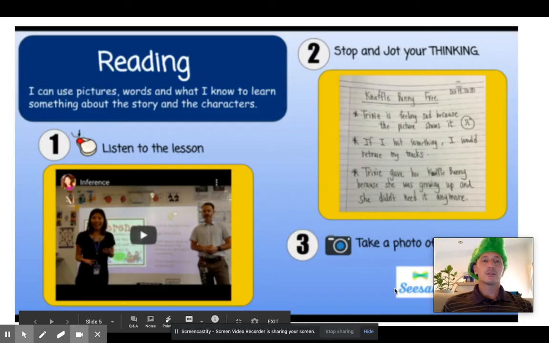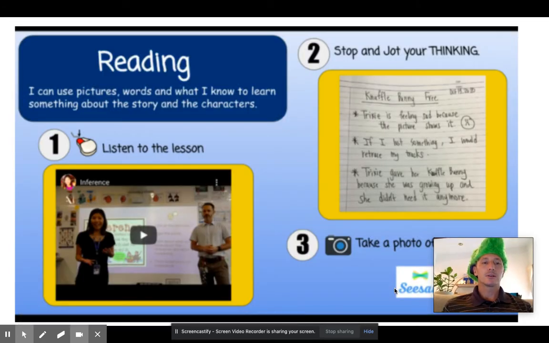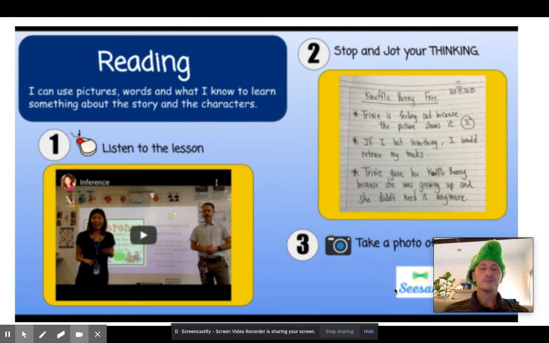All right. So today for reading, we're going to talk about an inference with Mr. Alex and Miss Yuka. When readers make an inference, they infer a little bit more about what's happening in their book. Mr. Alex and Miss Yuka are going to read the book Knuffle Bunny Free. I think it is the last book of the Knuffle Bunny book series. And they're going to talk a little bit more about making an inference.